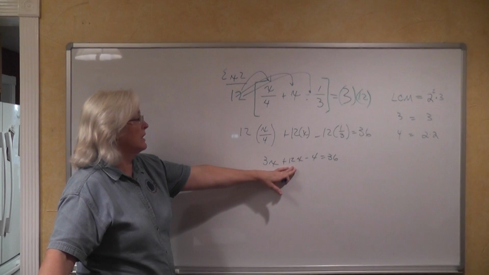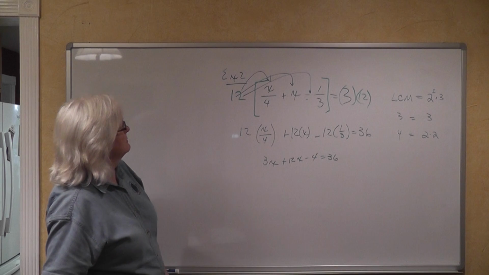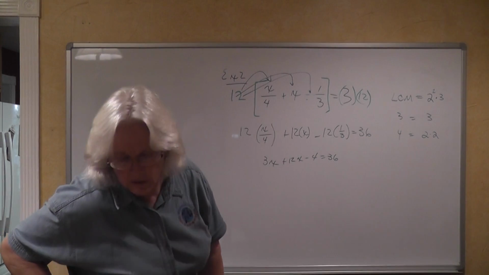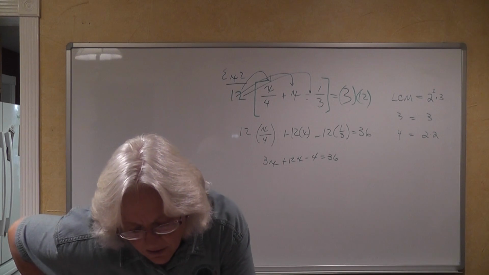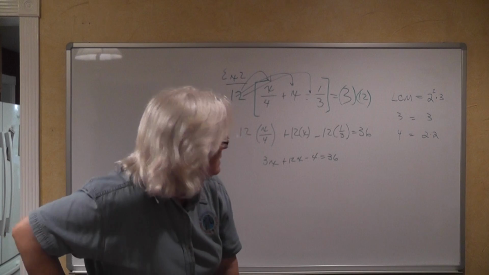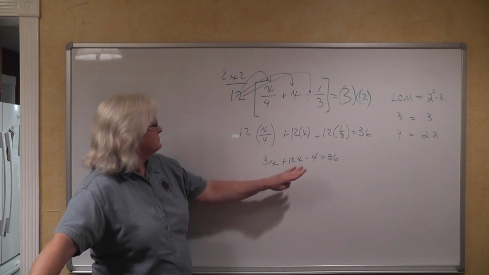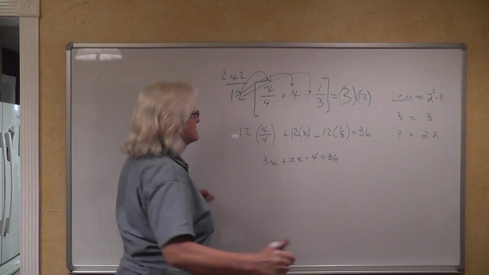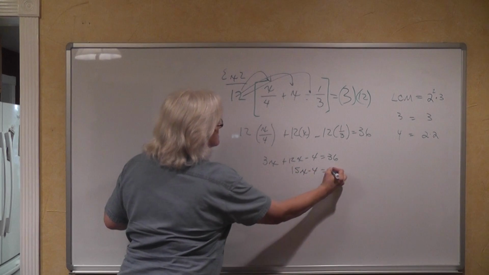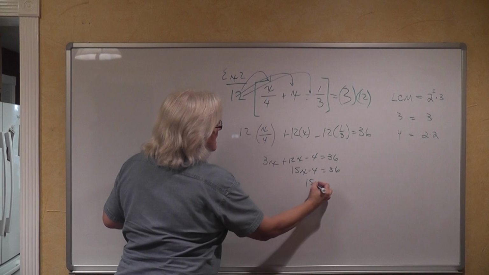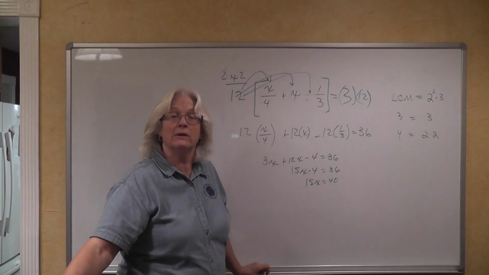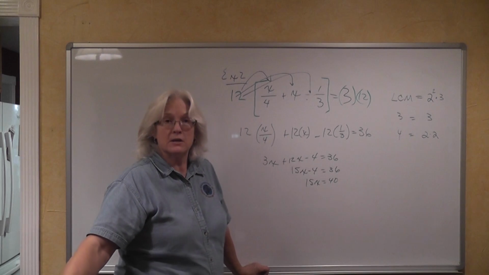We collect like terms, and that doesn't look right. Wonder if I did something wrong. Let me look. Nope, looks just fine. 3x plus 12x is 15x, minus 4 is equal to 36. Add a 4 to both sides of the equation, and you end up with 15x is equal to 40.